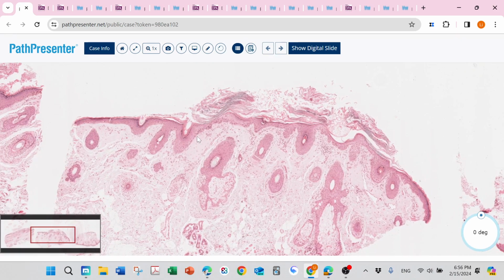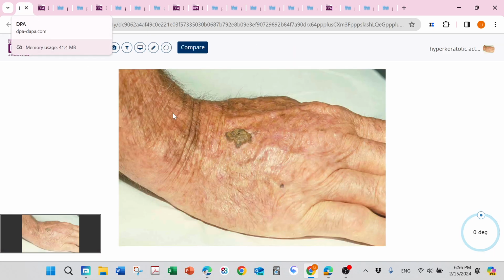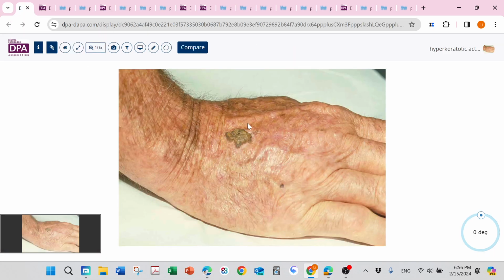And there are several variants for actinic keratosis. Let me show you one more. This is the gross skin picture of actinic keratosis. This is one of the variants. We can see the thickness of the epidermis and the parakeratosis, hyperkeratosis. So this is a plaque. This is the hyperkeratotic actinic keratosis.